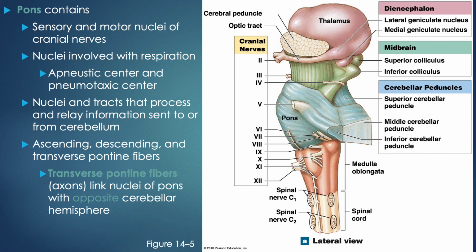The transverse pontine fibers, pontine is just referring to the pons, right? These are axons that are going to link nuclei of the pons with the opposite cerebellar hemisphere. So these cross over in the same way that the decussation of the pyramids cross over as well.